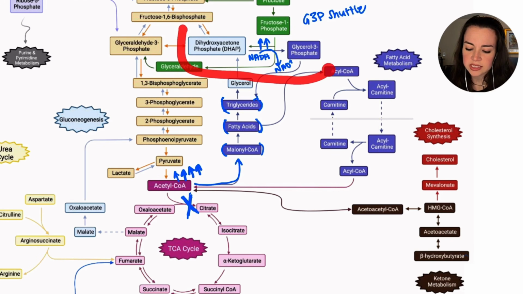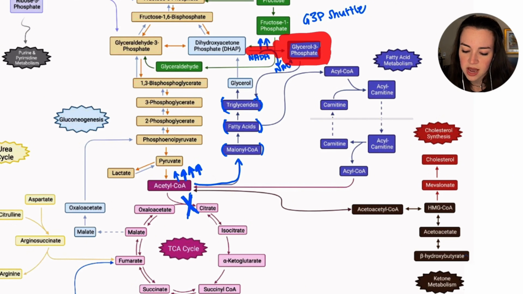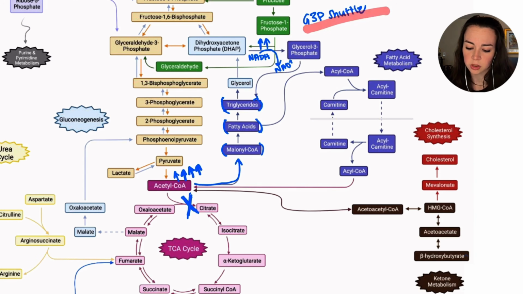And that's occurring at this intersection right here on the map, where we have this glycolytic intermediate, DHAP, that can turn into glycerol 3-phosphate by that G3P shuttle. And turning DHAP into G3P requires NADH. So when NADH is high, it's going to favor the formation of that glycerol 3-phosphate. And as you can see, that glycerol 3-phosphate can also turn into triglycerides. So that's two mechanisms for increased triglycerides in the liver.